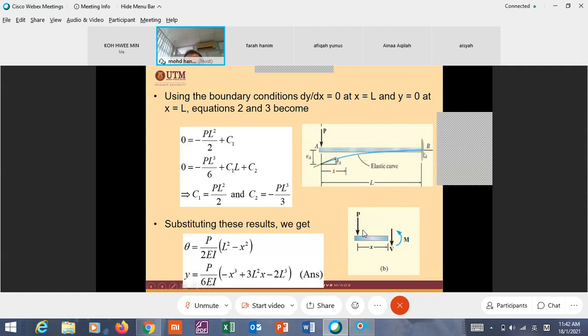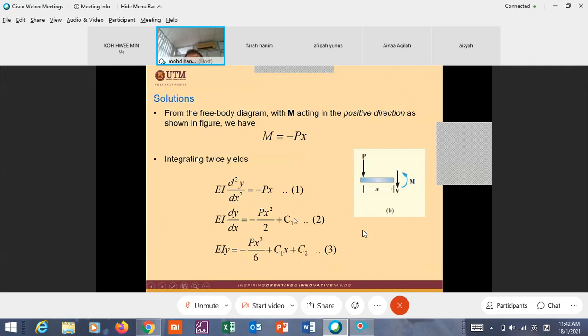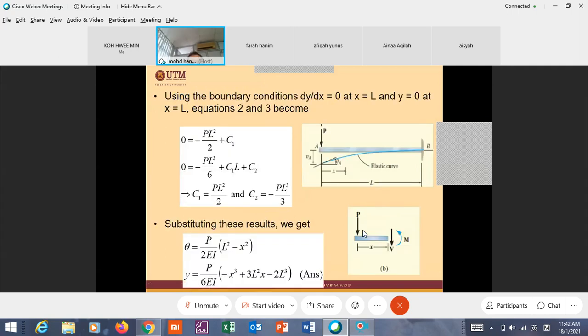What is dy/dx? Slope. The slope is 0 because it is now horizontal. And also at x equal to L, y is equal to 0. Therefore, you have two boundary conditions. Now you have two unknowns from two equations. So if you have two boundary conditions, then you can solve the problem.